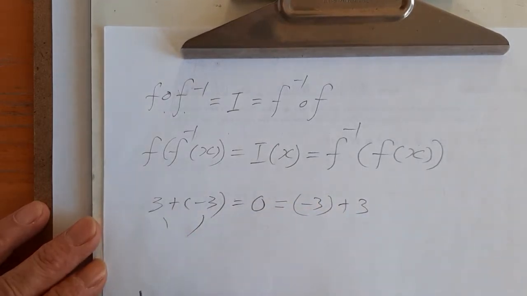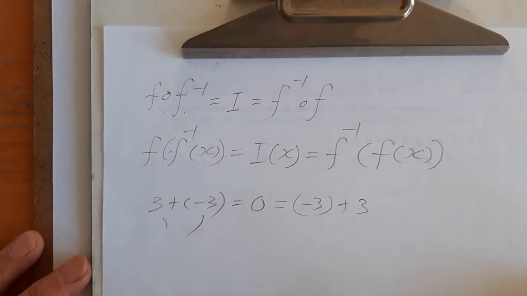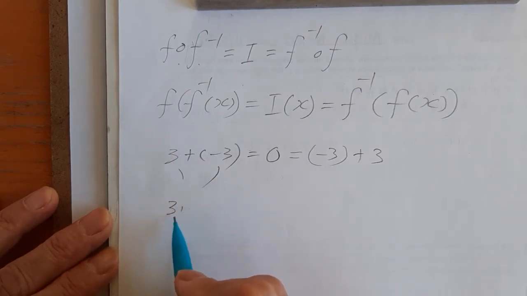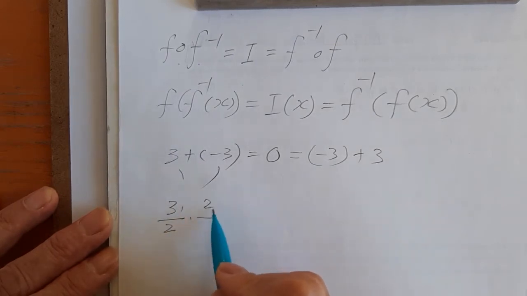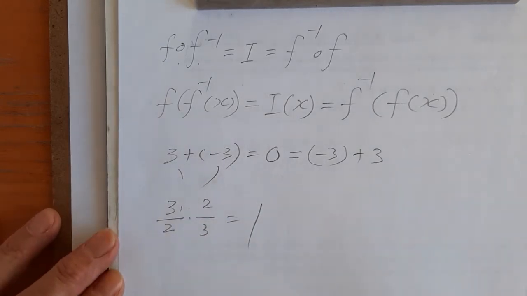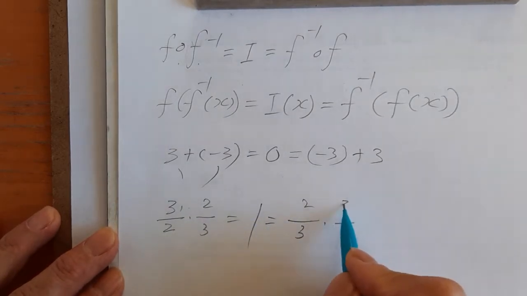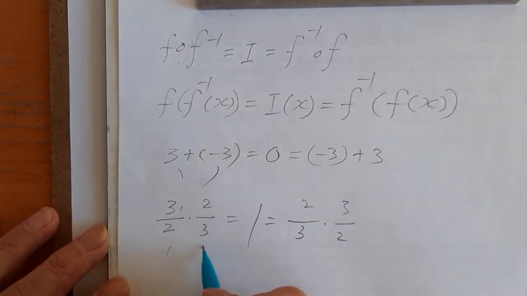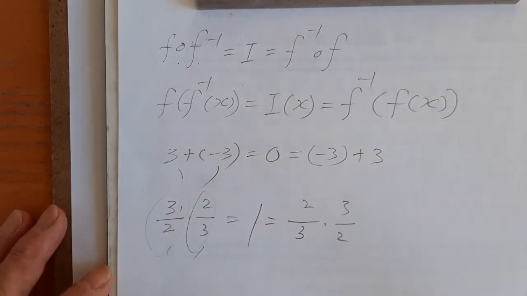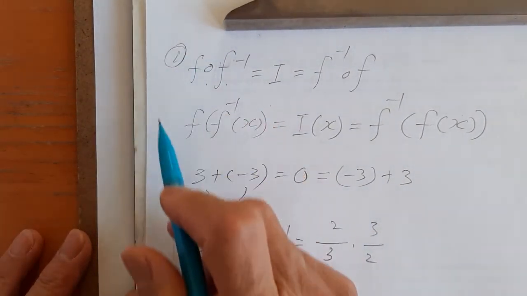Then we call the two numbers additive inverses, also called opposites of each other. Like 3 over 2 times 2 over 3 equals 1. 1 is the identity element of multiplication. Then we call the two multiplicative inverses of each other, also called reciprocals of each other. So in mathematics, we have this kind of relationship.